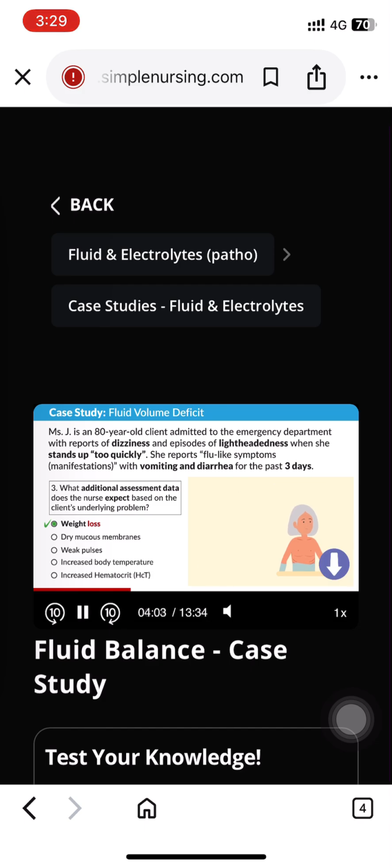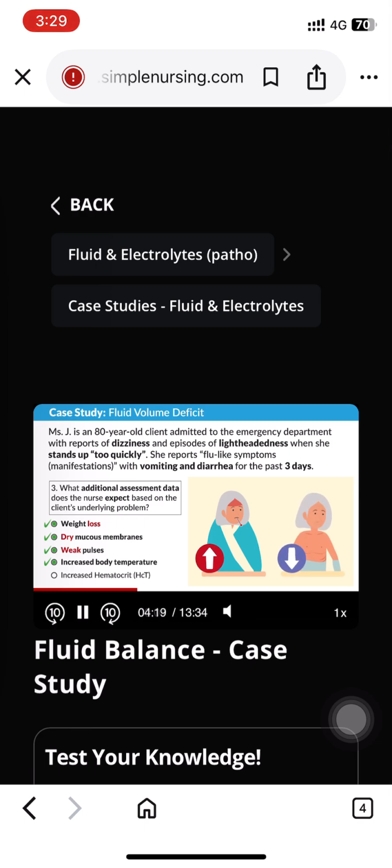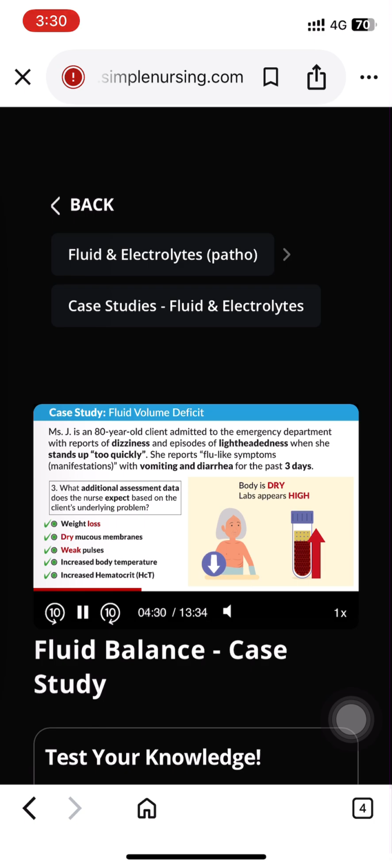And we expect dry mucous membranes, of course, because dehydration dries the body. And weak pulses, those low little pulses from the low fluid volume. And increased body temperature, because when the body is dry, then the temperature is typically high. And lastly, increased hematocrit, because as we know, when the body is dry, then the labs appear high.